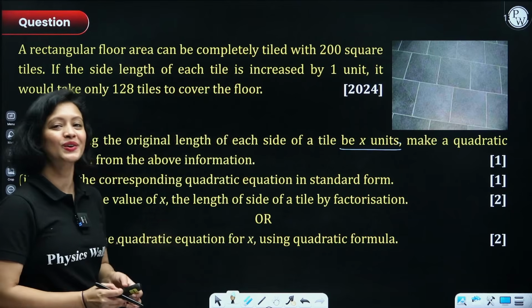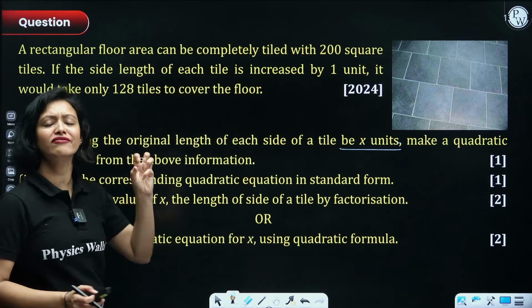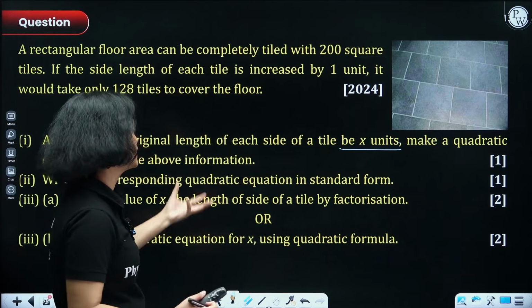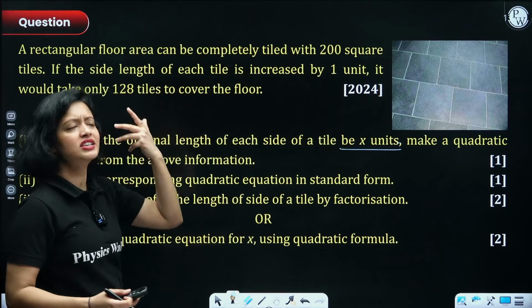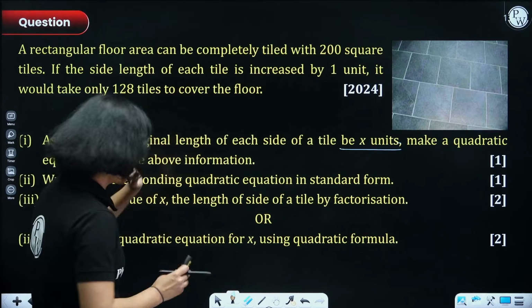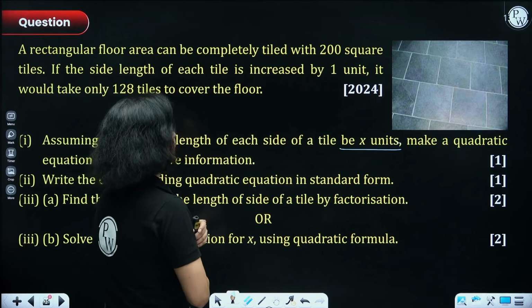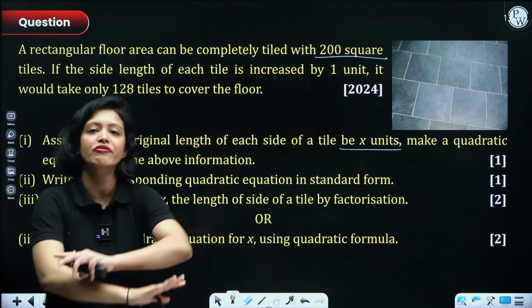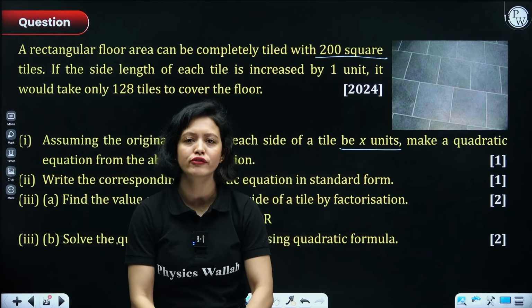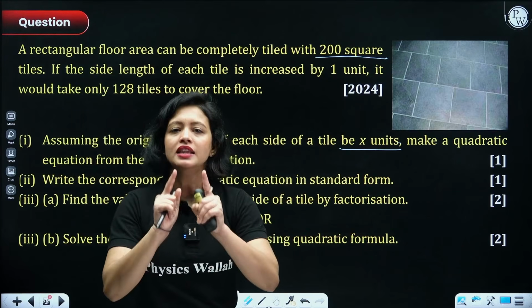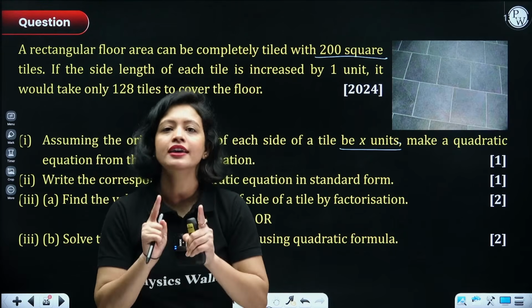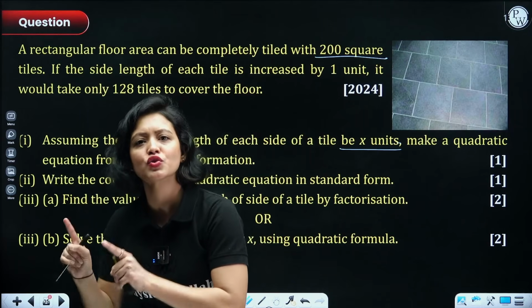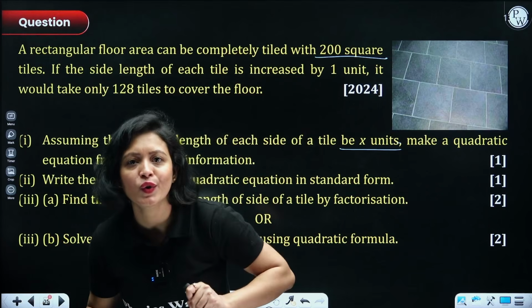Now they have, for us, they have done something very interesting. They have given us a hint on how to find quadratic equation for this one. They have said, take original length of each side of the tile be x. ठीक है, so think about it guys. Let's see the first wala statement. 200 square tiles are covering the entire rectangular floor. मतलब the area of the entire rectangular floor would be area of 200 square tiles. Yes or no? Yes, right?